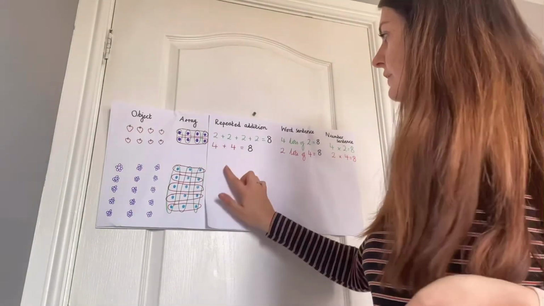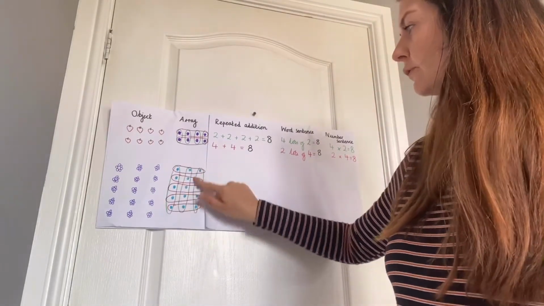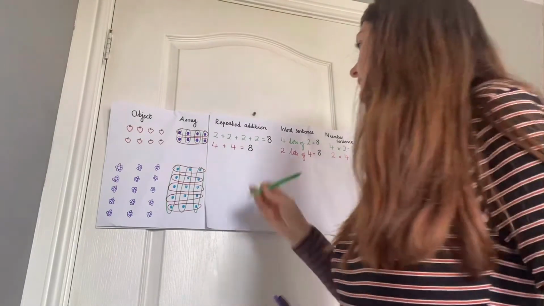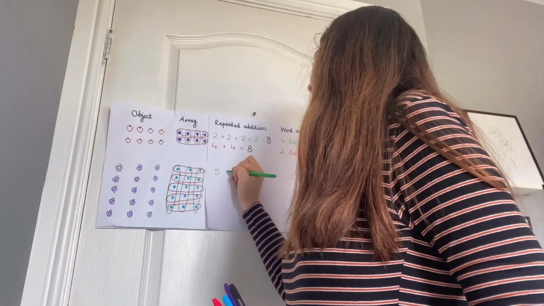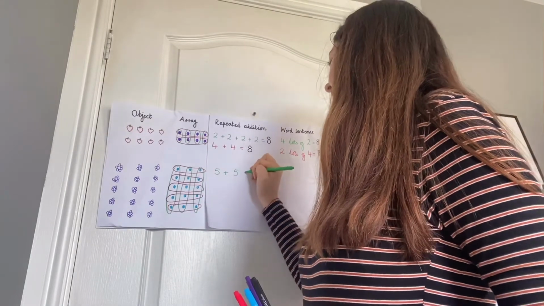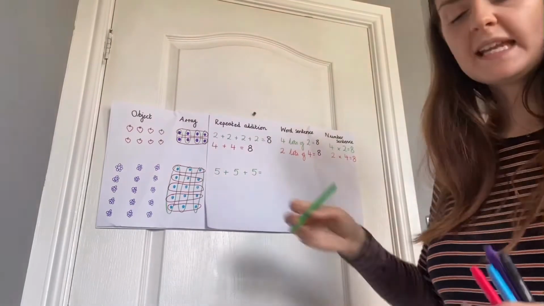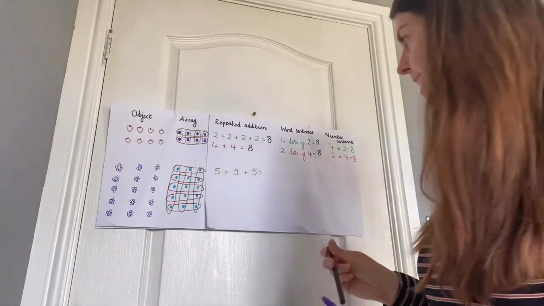Okay, so I'm going to write my repeated additions first. I'm going to start off with my groups of 5. So I've got 5, add 5, add 5. Okay, 5, 10, 15. I know that the answer is going to be 15.